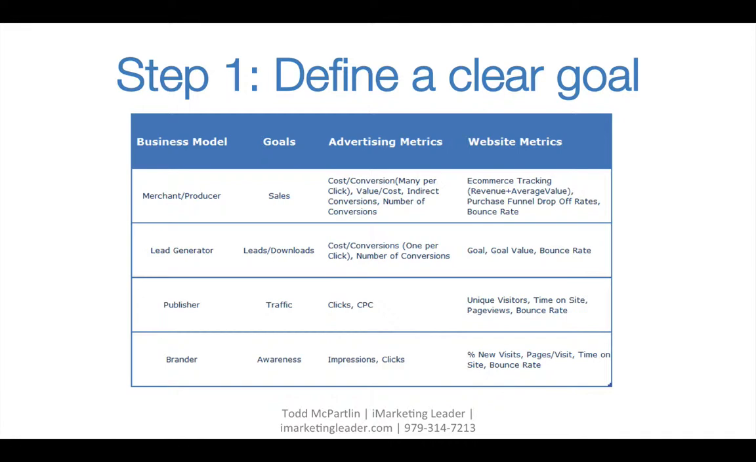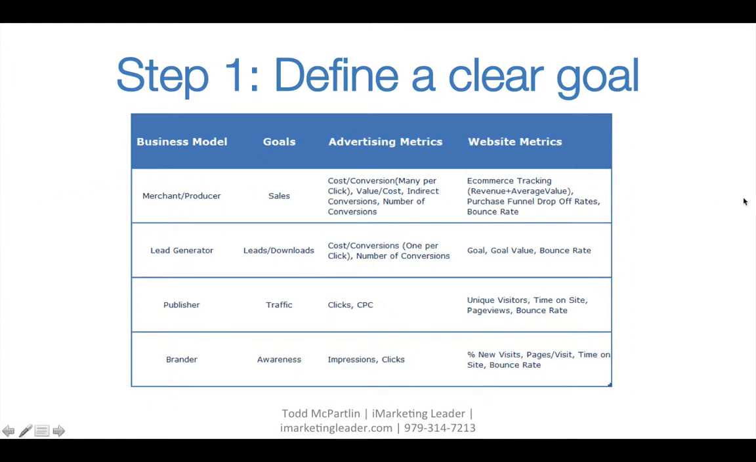On the website metric side, you want to have goals, goal values, and then bounce rate. Bounce rate is when someone comes to your page and then they leave right away. They don't go to another page, they don't spend any time there. That's considered a bounce. That's bad in the eyes of Google, and you start to get dinged for that. And the same is true with a pay-per-click model. If someone clicks on your ad and they go to your page and they come right back, then Google believes that you are not as high quality for that particular word, and that can actually hurt you.